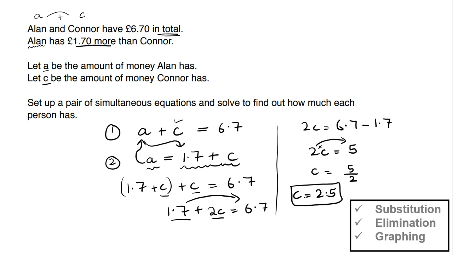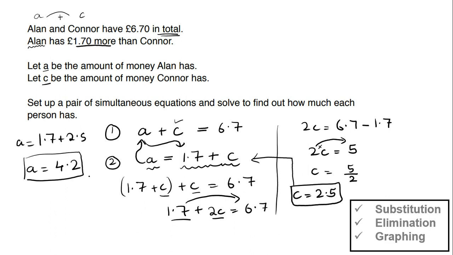But we also need the other value. We also need to know how much Alan has. And we already know one piece of information, that the money for Alan is 1.7 more than Connor, which means 1.7 needs to be added to the value of Connor. So I'm going to do A equals 1.7 plus the C that I already found out, that is 2.5. So now if you do 2.5 plus 1.7, that gives me 4.2, which means that the amount that Alan has is 4.2 pounds.